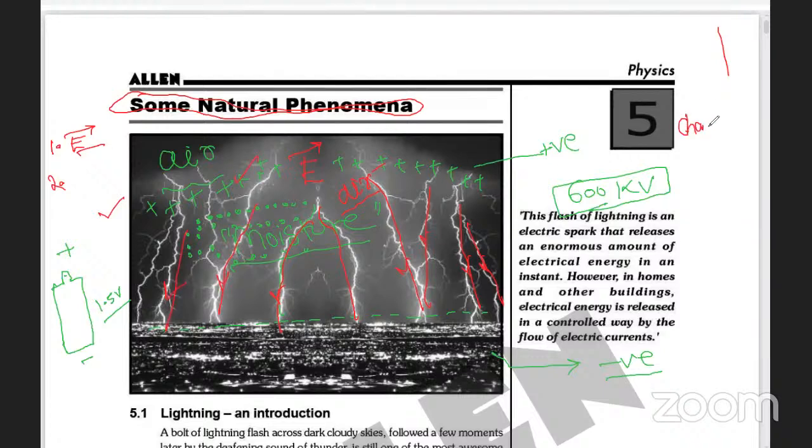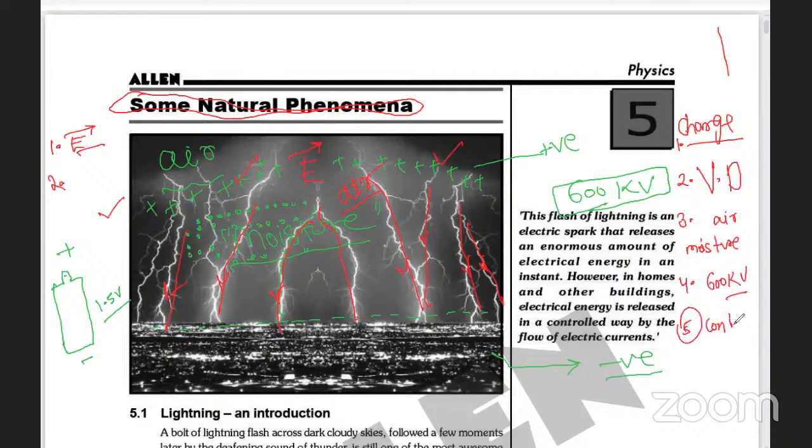First, charge develops on the surface, and that charge attracts negative charges on the surface of the earth. And now potential difference will come into the picture, and that is very heavy. And now the air is having moisture. What will happen in this case? At very high voltage, almost 600 kilovolt, it will become a conductor, and you will observe a thunderstorm. Are you getting it?